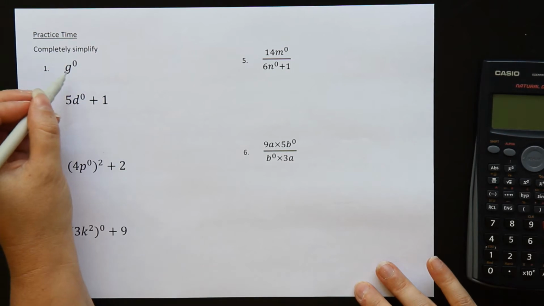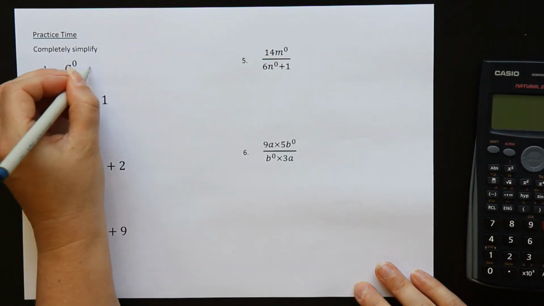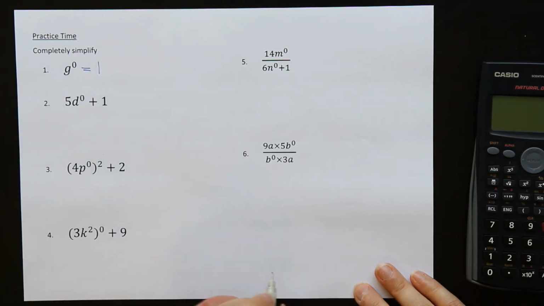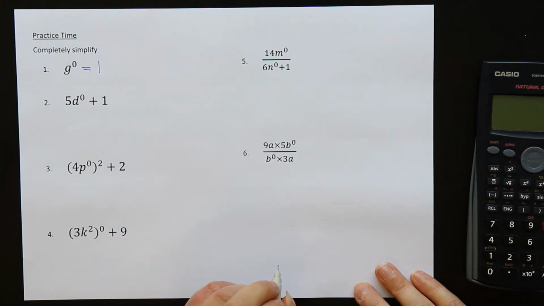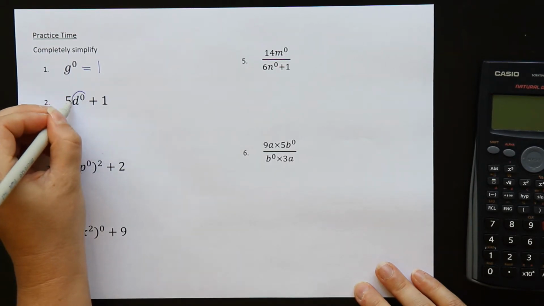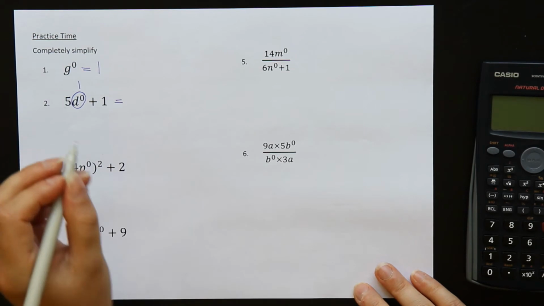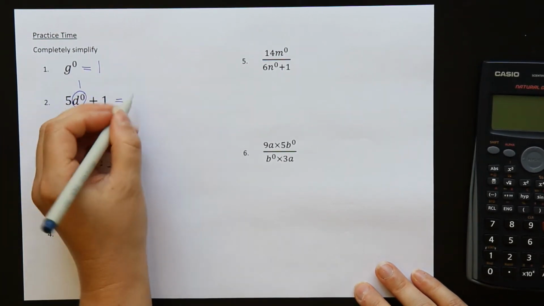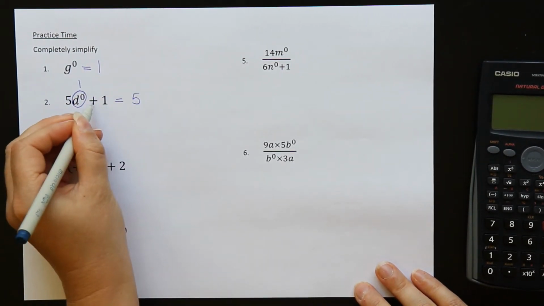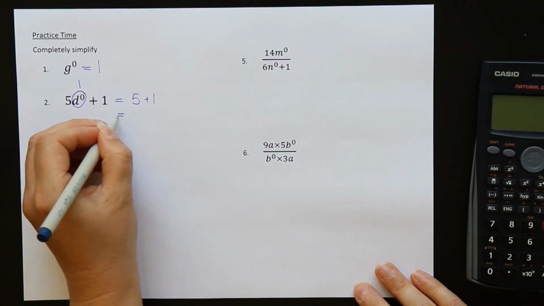So, question number 1, g to the power of 0, anything to the power of 0 is always equal to 1. In question 2, here is my d to the power of 0, so that is going to be equal to 1. But I have some other things there. 5 times 1 is 5, plus another 1 makes 6.